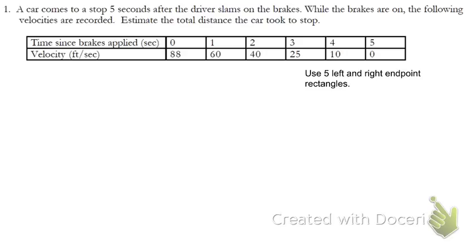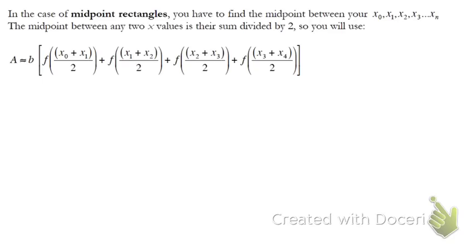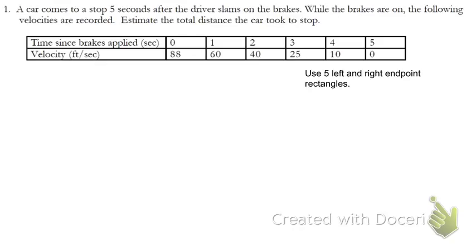So we're going to use 5 left and right endpoint rectangles. Notice the bases are all the same, from 0 to 1, 1 to 2, 2 to 3, 3 to 4, 4 to 5. They all have a length of 1. So if I'm going to calculate the area under the curve, for right rectangles, actually it says to do left first. For left rectangles, we would have the area equaling 1, which is the length of each of these rectangles. From 0 to 1 has a base of 1. From 1 to 2 has a base of 1. 2 to 3 has a base of 1, etc., etc. It's always a base of 1.